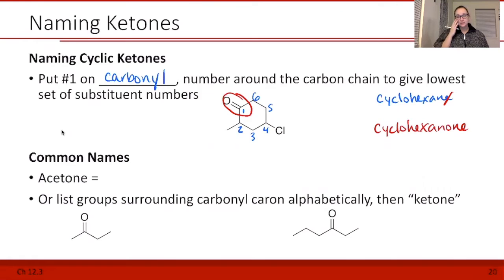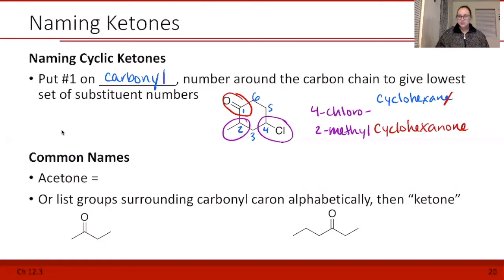We don't need to say where the carbonyl is because we have to, by definition, put it at number 1. And then we need to label where the rest of our substituents are. I have one at number 2, one at number 4. They need to be listed alphabetically, so chloro comes before methyl. So we have 4-chloro-2-methylcyclohexanone.